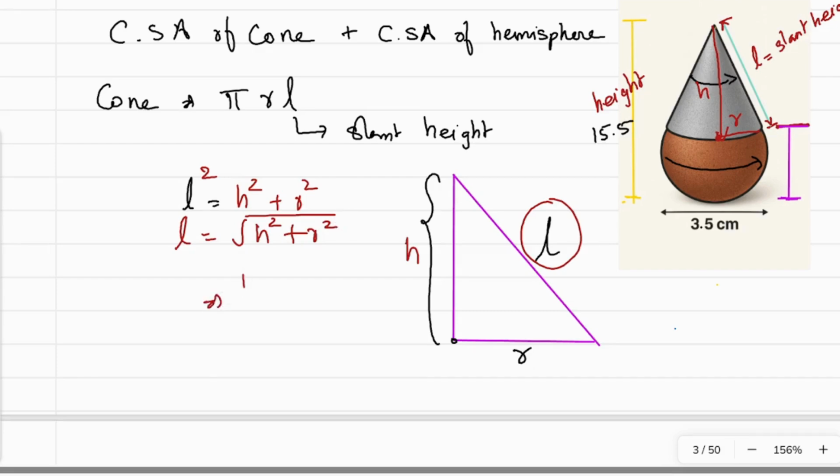Now let us find the value of the slant height L first. H is given here, only total height is given, which is 15.5 centimeter. And now look, we can find the height of the cone. How can we find it here?